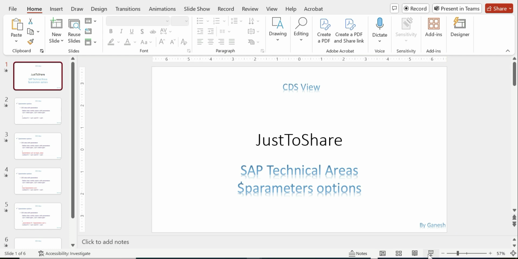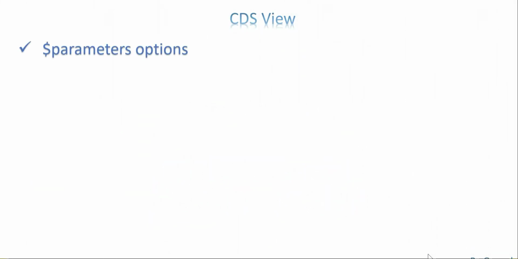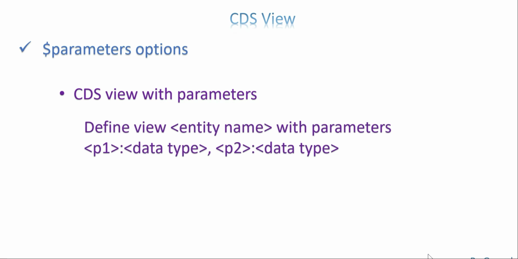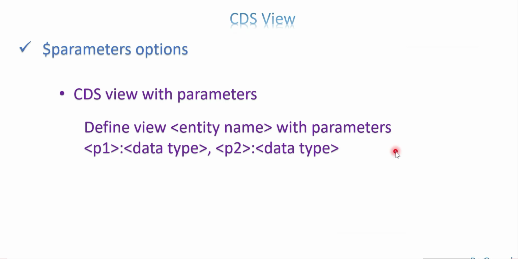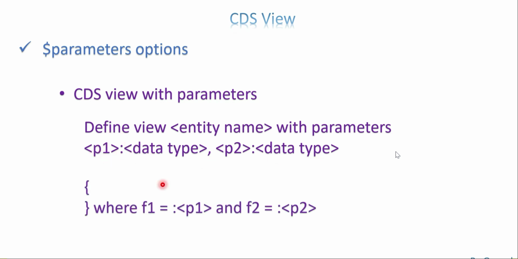Let's get into the slide first. This is the place where normally we use with parameters: define view entity name with parameters, and you can define the parameters along with the relevant data type for each, and those parameters we normally use in the where condition. Now I want to use P1 and P2 inside my selection list, if required. I want to use the user input, and I want to use it in my case statement. Those things we are going to see.